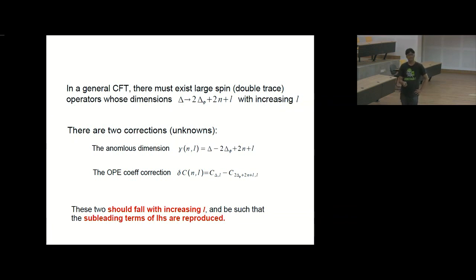I claim that the double trace operators should approach their dimension 2 delta phi plus 2n plus l, and OPE coefficients should also approach their free theory values. But they're not exactly at their free theory values. That's why there are these corrections. So by anomalous dimensions, I mean the difference between the free theory values and the real one.